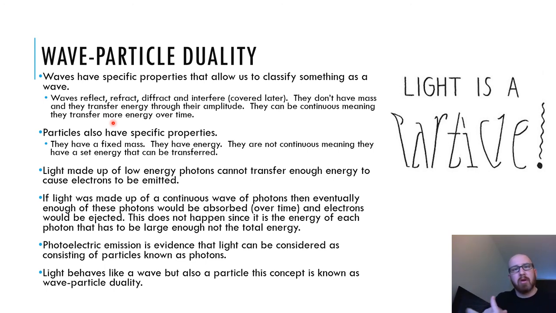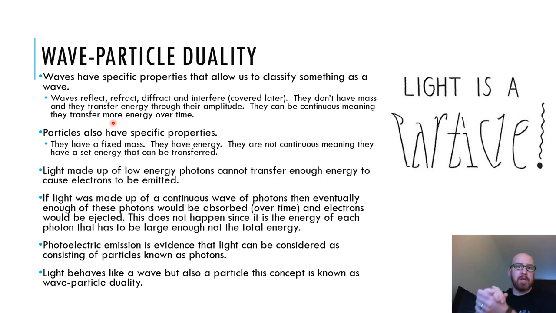Now, particles are different. Think of a particle. Think about a piece of dust or your body. You have a fixed mass. Dust is a fixed mass. Particles have fixed mass, which you can measure in kilograms. They have energy. They can contain energy in a packet, in a bundle. An electron can have energy, but it's not continuous, which means they have a set amount of energy that can be transferred.